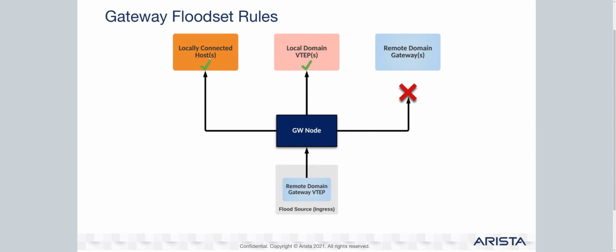And then finally, if a broadcast packet is received on the gateway node from a remote domain VTEP, then it will not ricochet that back out to other remote domain gateways. They've already got a copy, right? At best, duplicate, at worst, loop. So we don't want to do that. But it will flood to local domain VTEPs and out to locally connected hosts.